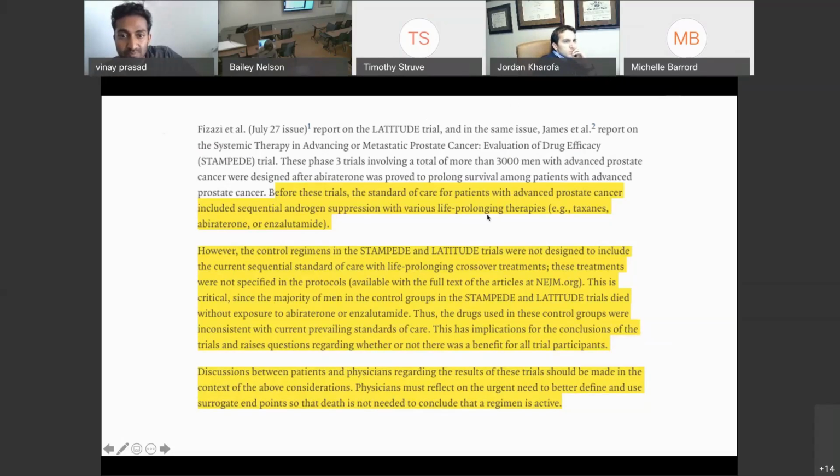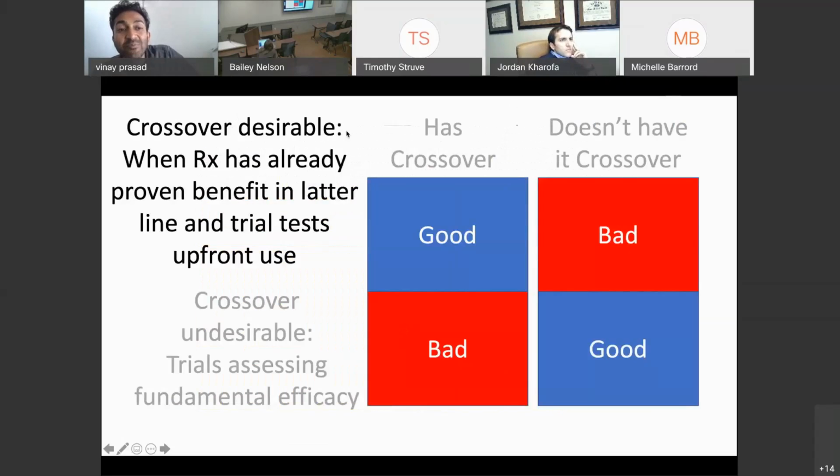In other words, crossover is desirable in situations where the drug has already proven benefit in a latter line, and you're trying to move it up front.